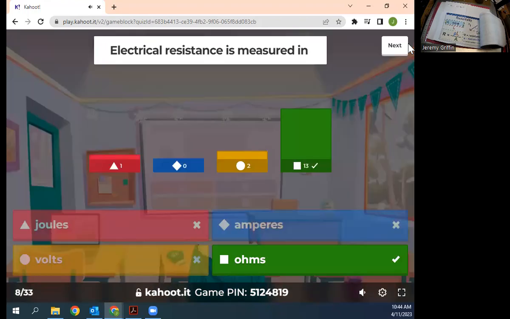Yeah, ohms. Nice. Right. Let's go over all these. Guys, what does joules measure? How much energy? Energy is measured in joules. You can also say work or energy.